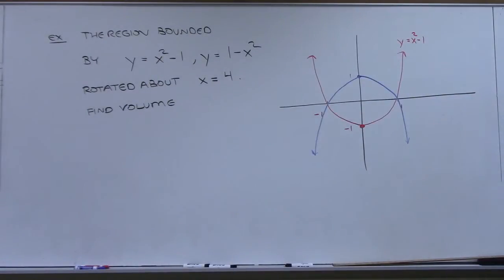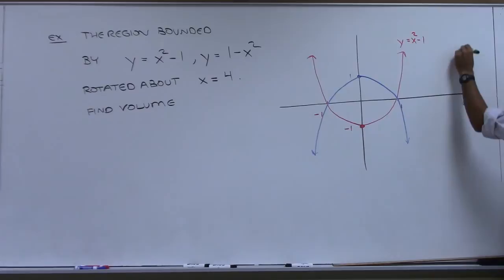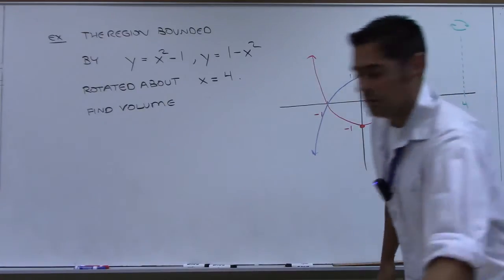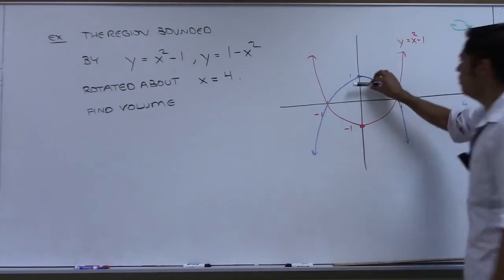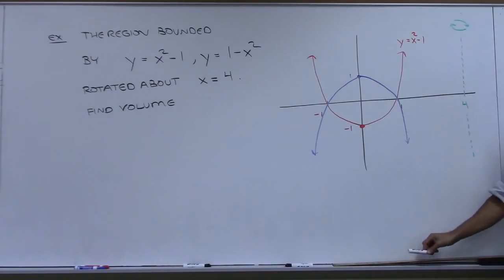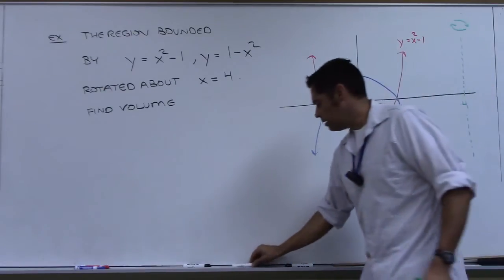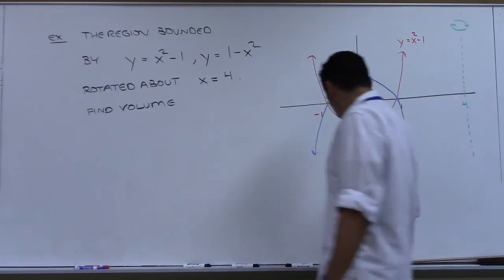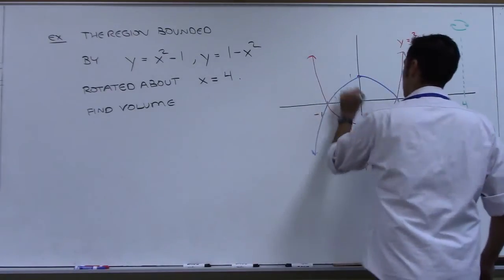Our axis of rotation is over here at x equals 4. I'm kind of out of room, so I'm just going to put it right here. Is that all right? That's my axis of rotation. Are we all clear on why I cannot do horizontal rectangles? Okay. So I'm forced to do a vertical rectangle if I'm going to rotate this region, right?